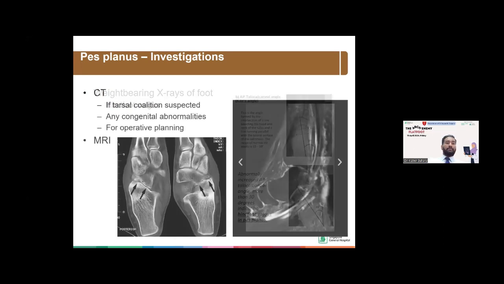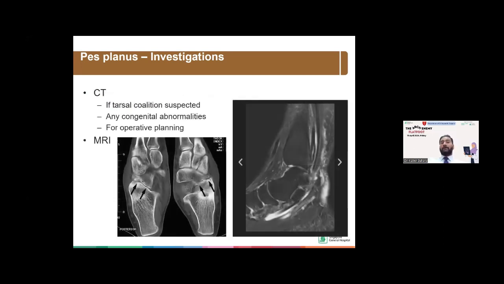What are the other special imaging? We don't do this for all patients, but sometimes if we suspect tarsal coalition, then we would do a CT scan, or if we're looking for any congenital abnormalities. The CT scans are also very useful in helping us with operative planning, especially if they need multiple surgeries involving multiple bones. We also tend to do MRIs, and this is more when we suspect any tendon issues that can give rise to the pes planus, or there are any soft tissue components that we want to assess. MRIs give us a better picture of this.